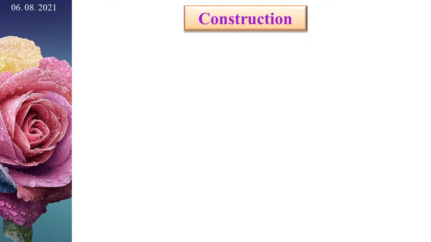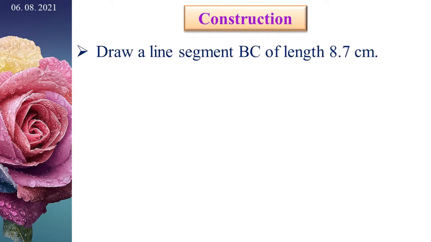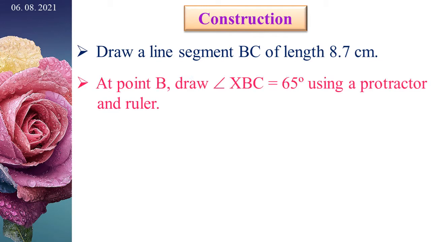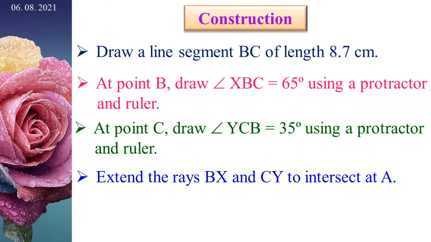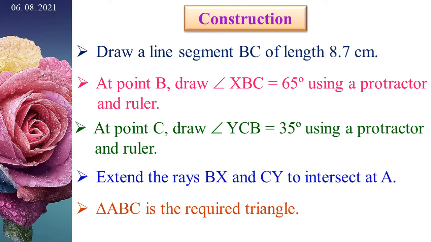Let us write the construction of the above diagram. Draw a line segment BC of length 8.7 cm. At point B, draw angle XBC equal to 65 degrees using a protractor and a ruler. At point C, draw angle YCB equal to 35 degrees using a protractor and ruler. Extend the rays BX and CY to intersect at A. Triangle ABC is the required triangle.